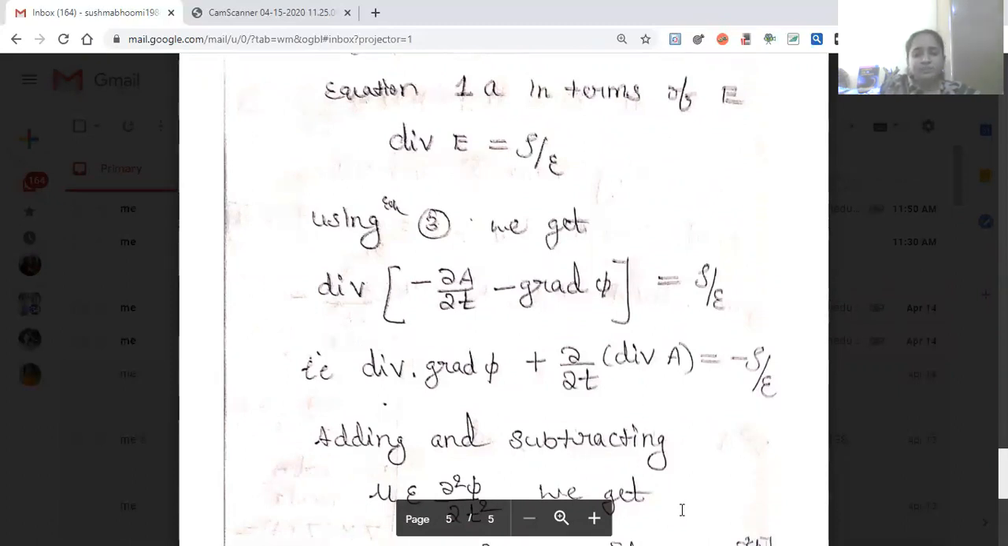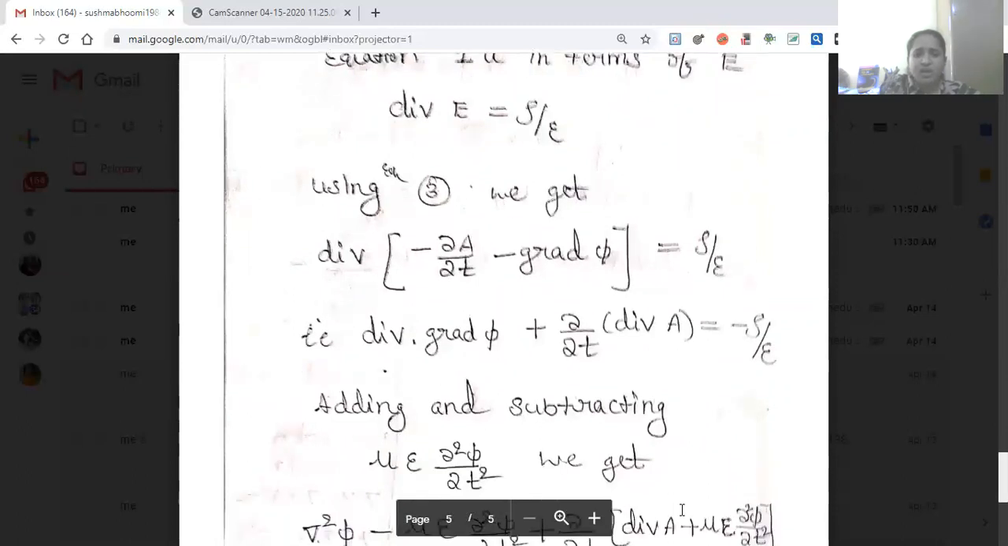Now we'll multiply minus sign on both the sides. What happens? Minus grad phi becomes plus, that is divergence grad phi, and then plus del by del T of divergence of A equal to minus rho by epsilon.